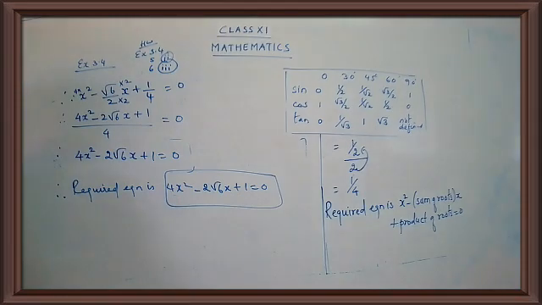So we have found the answer. What's the answer we have found here? 4x square minus 2 root 6x plus 1 is equal to 0. This is the required equation.